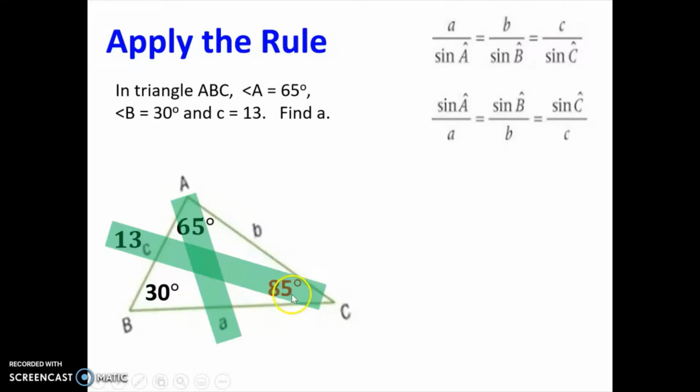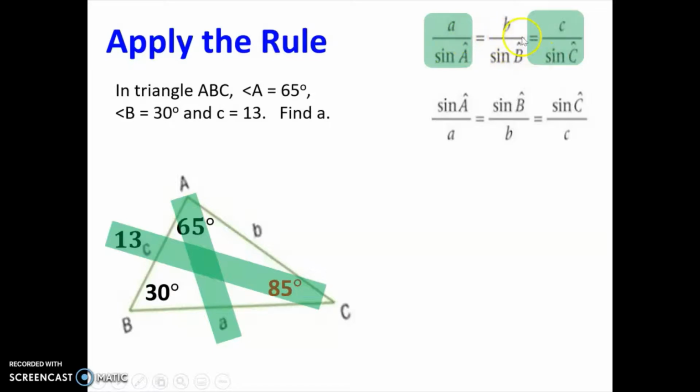Well, that angle should be 85 if you calculated that. Now that we know that, we can set up the sine rule. We can see we're looking at angle A, side A, and angle C, side C. So we're going to use angle A, side A, angle C, side C as our sine rule.